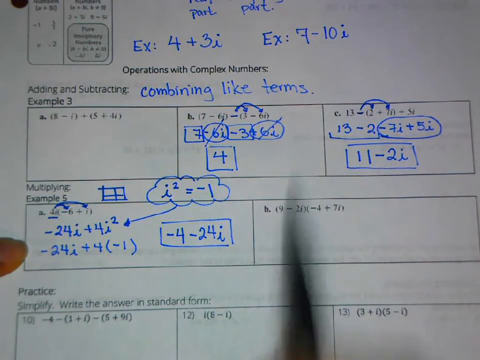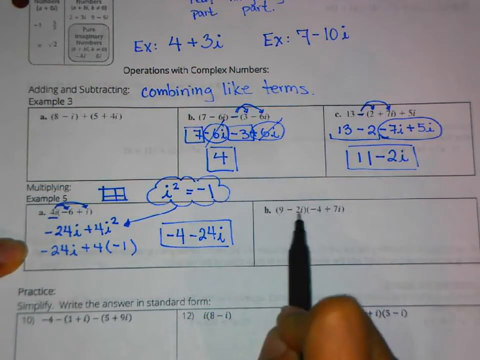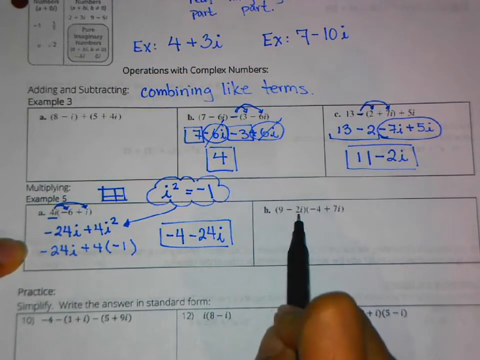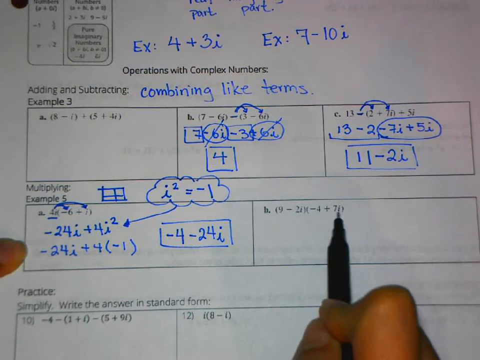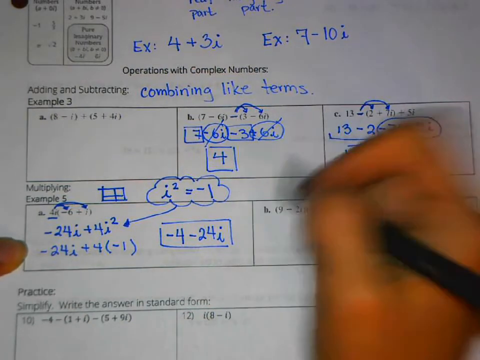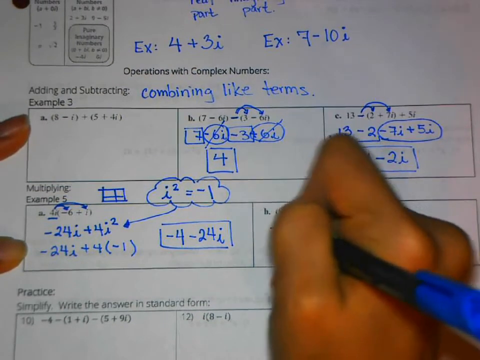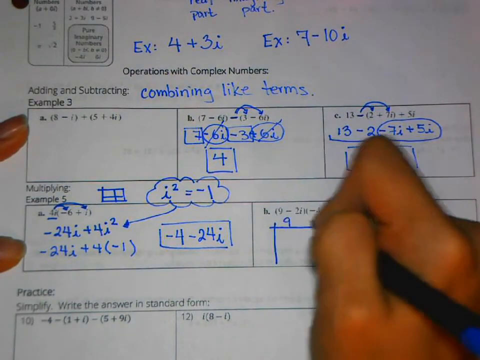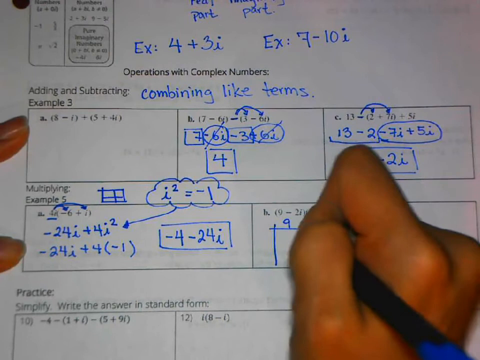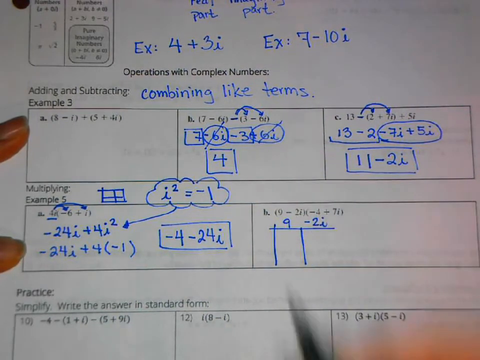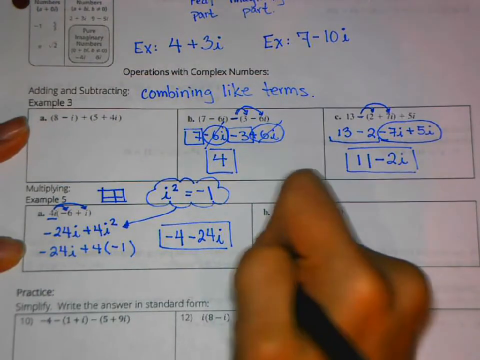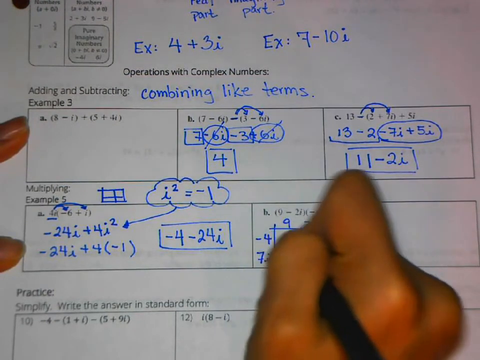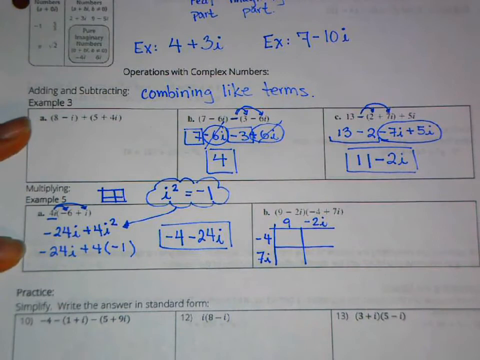Same thing with this one. 9 minus 2i times negative 4 plus 7i. This one I actually like doing with my square, with my box. 9 minus 2i times negative 4 plus 7i. That's my box. Let's multiply.